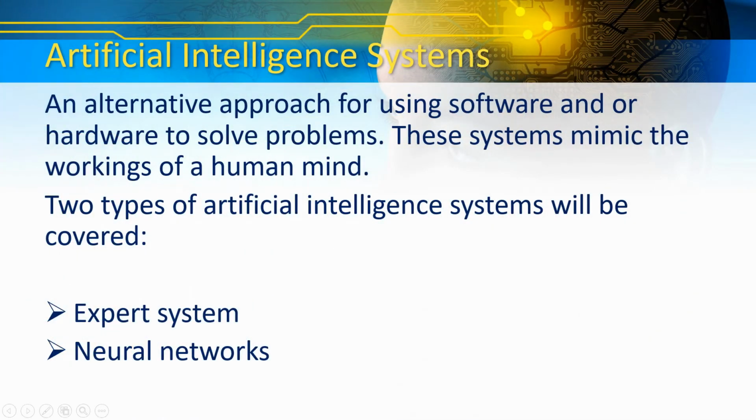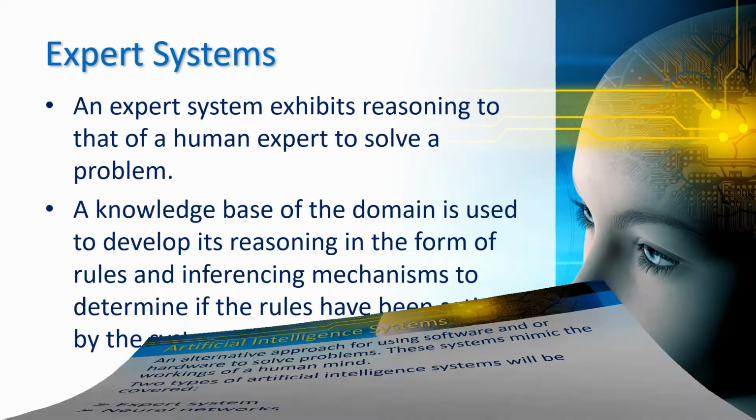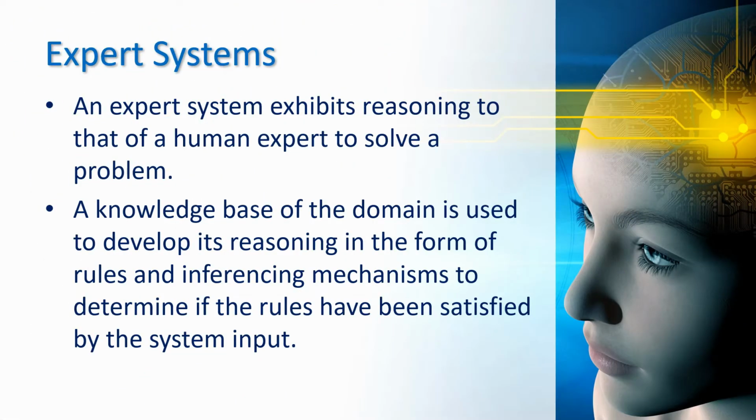Artificial intelligence systems are an alternative approach for using software and/or hardware to solve problems. These systems mimic the workings of a human mind. Two types of artificial intelligence systems we will be covering in this chapter are expert systems and neural networks. Let's start with expert systems.